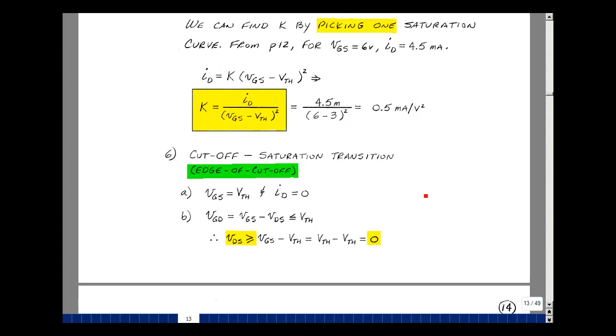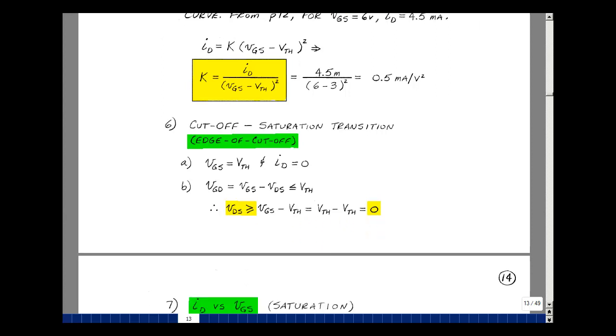We'll also have an edge of cutoff, where the cutoff region and the saturation regions meet. It's going to be the same as we did for the JFET. The reason is that they both have the gate to drain is less than or equal to threshold, but in saturation this is greater than or equal to threshold, and in cutoff it's less than or equal to threshold. Let's take the equality case. Using the drain source equation here as being greater than or equal to the gate source minus the threshold, but the gate source equal to threshold, so it's greater than or equal to 0. So this is the line along the x-axis, just like we had for the JFET.